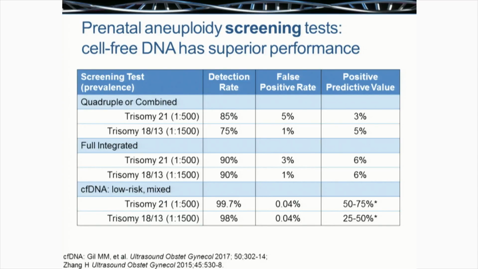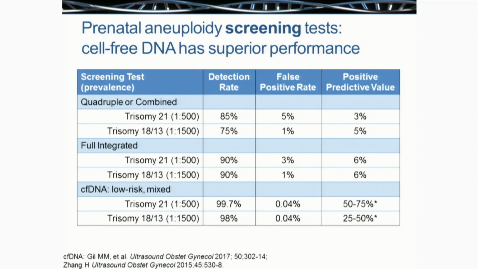Initially, cell-free DNA was offered in high-risk populations, so women who had a higher likelihood of having aneuploidy, most commonly advanced maternal age. That's when I received my cell-free DNA test, because I was of advanced maternal age, but also other indications like recurrent abortion, or spontaneous pregnancy loss. There are also chromosomal translocations that predispose you towards having aneuploidy. So the numbers as far as prevalence that are shown here are really mixed.